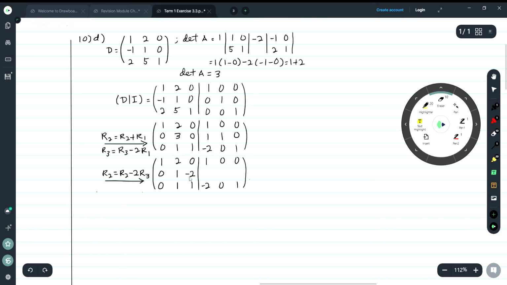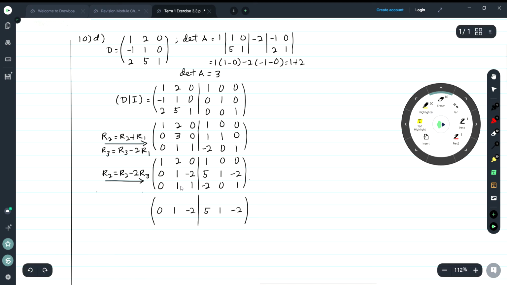So how do we get this negative 2? We use the formula R2 minus 2R3. R2 is 0, then minus 2 times 1, we get negative 2. Then how do we get this 5? R2 is 1, minus 2R3. So R2 minus 2R3 will be 1 minus 2 times negative 2. So 1 plus 4 is 5.